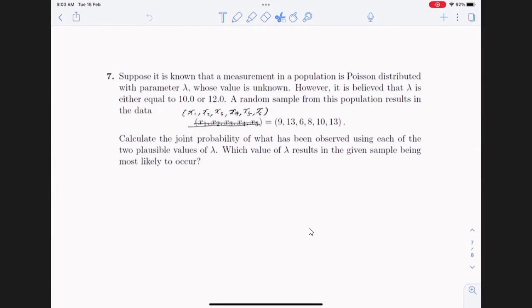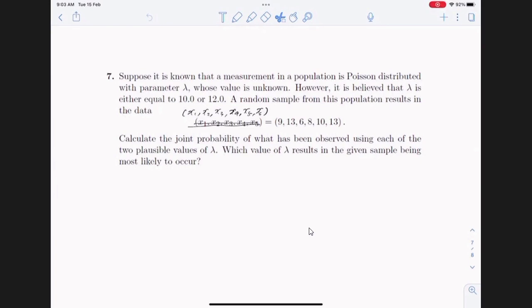So in question number 7, we have a sample. Actually the sample has a size of 6, because there are 6 numbers given: 9, 13, 6, 8, 10, and 13. There is a typo here. There should be S1 up to S6. Now we have a sample of size 6. These are observed data, and we believe that this sample was drawn from a population that is Poisson distribution.